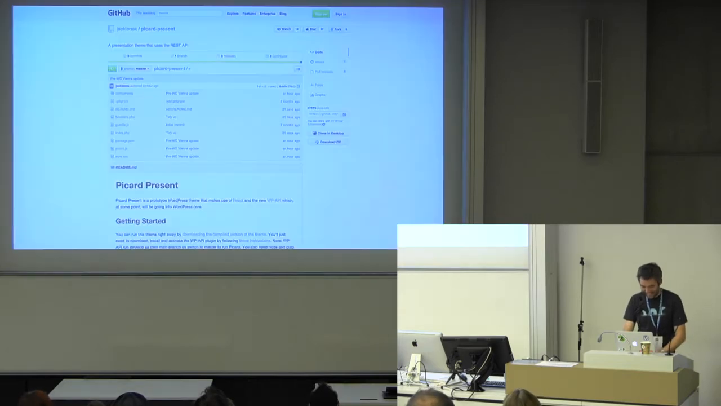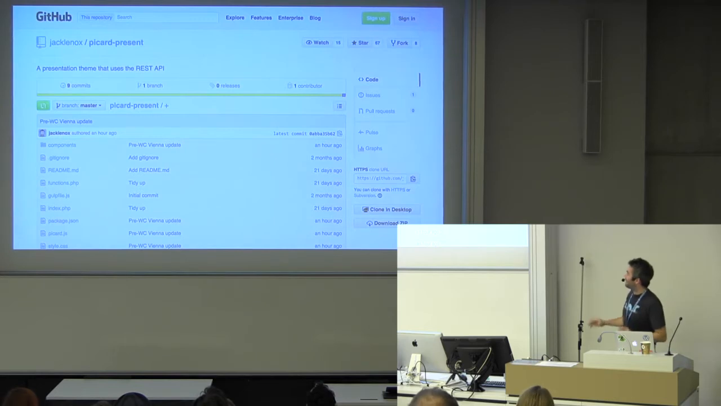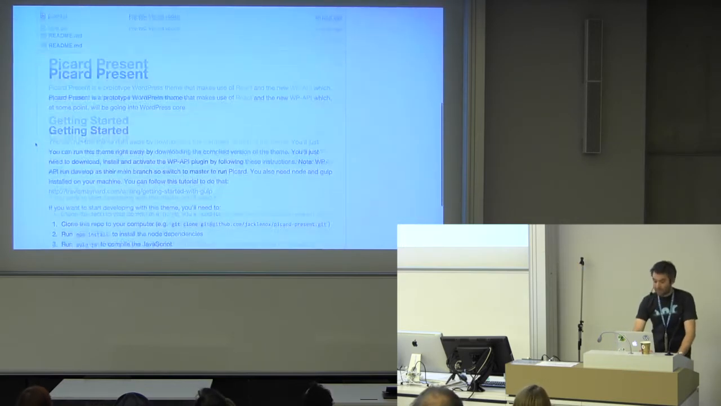Right. So I'm going to quickly go into how this works. I've got just a few minutes, so I'll be as quick as I can. It's on GitHub, if you want to have a look at it. And I've just tidied it up a bit. It was a bit messier, and now it's a bit neater before this talk. So you can see there's actually some commits pre-WC Vienna update. So I've got a bit of an explanation as to how it works.